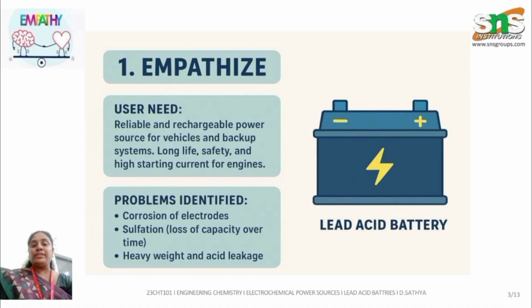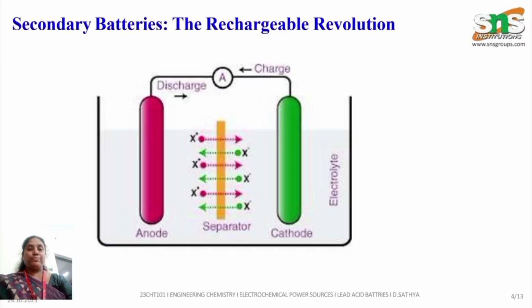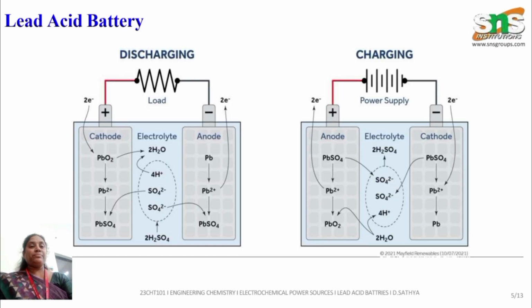Even so, we are using it in UPS, as a rechargeable power source in vehicles and backup systems, with very long life and safety. The secondary battery is a rechargeable element. Here the anode and cathode: the anode is the loss of electrons, the oxidation process, and the cathode is the gaining of electrons in the electrolytic medium. These are the basic picture of a rechargeable battery.